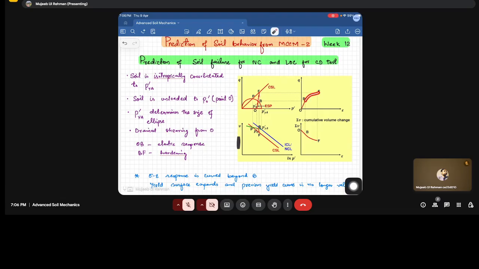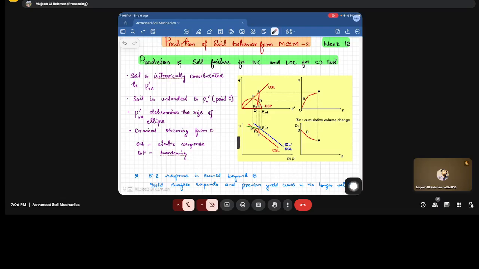Fine. BF is the line which corresponds to the post-yield response of the soil once we have started loading the soil after P'yA. And this BF response represents the hardening response of the soil, which corresponds to the state of stress which the soil is experiencing after P'yA.